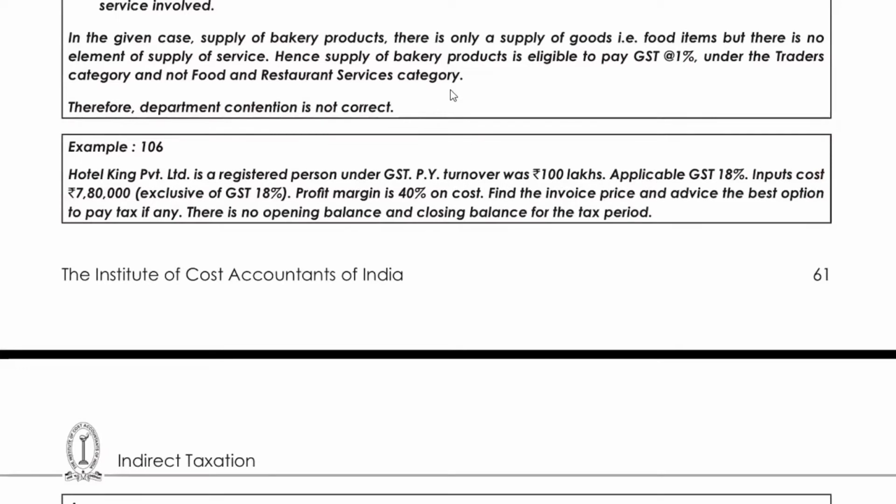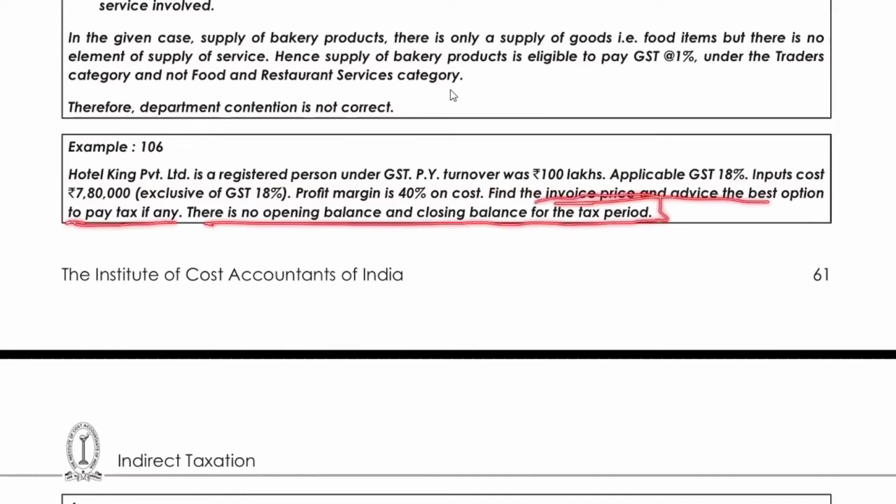Hotel King Private Limited is a registered person under GST. Previous year turnover was 100 lakhs. Applicable GST is 18%. Input cost 7,80,000 exclusive of 18% GST. Profit margin is 40% on cost. Find the invoice price and advise the best option to pay tax, if any. There is no opening balance and closing balance of tax period.